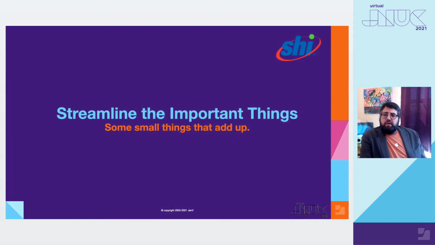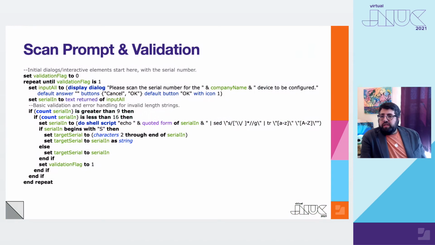It's really all come down to streamlining the important things. And sometimes the important things don't seem like the important things, but small things really do add up. We're going to take a look at just the prompt for the scanning right here. We did some validation here because we wanted to make sure that if somebody grabs a barcode that's very wrong, it redirects them to rescan right away, and takes care of a lot of the common things that can happen on the way in.